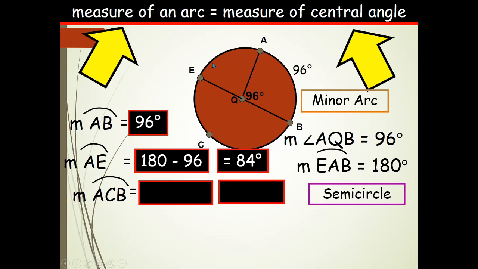Now, the last one, arc ACB. Okay, so that's a major arc, diba? Now, we know that a circle measures 360 degrees. We are looking for arc ACB. Ang given lang ay 96 degrees, which is arc AB. So, anong gagawin natin dito sa buong circle at sa 96 degrees? Yan, minus na natin. So, in short, 360 minus 96 is equal to 264 degrees. So, this is the measure of arc ACB. So you see now the relationship of the measure of an arc and the measure of the central angle.